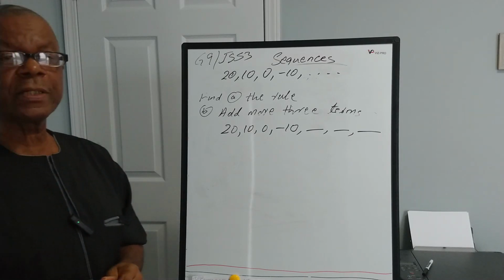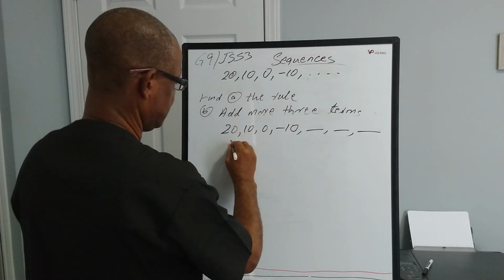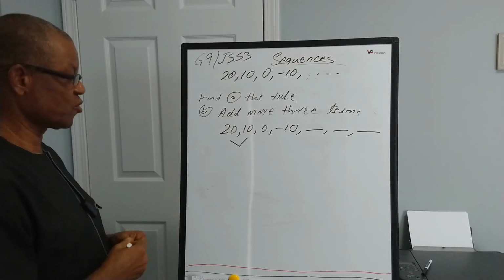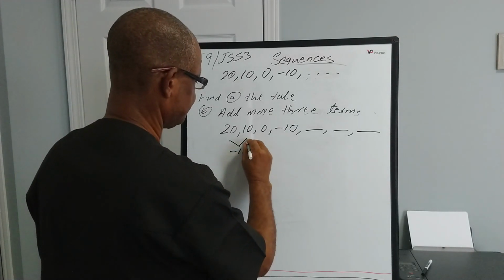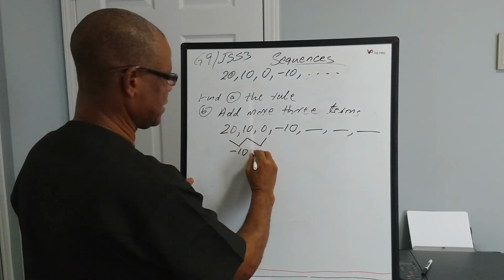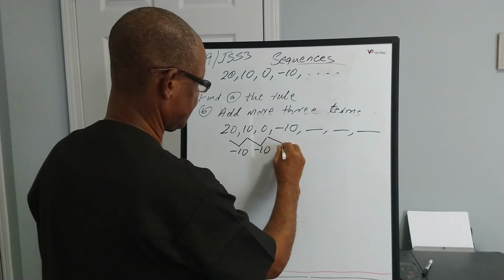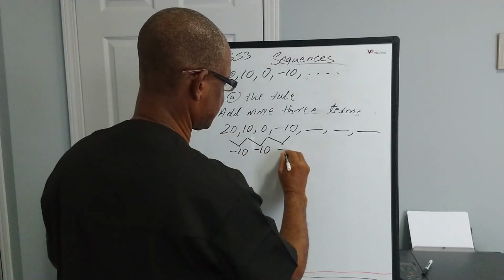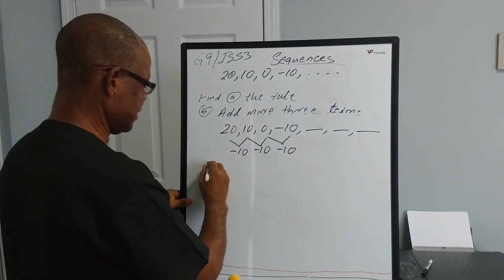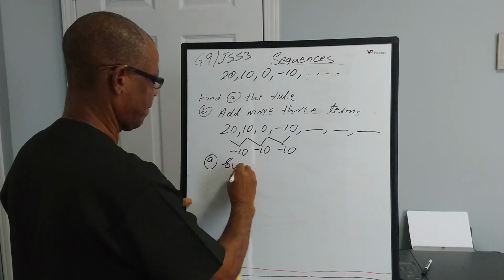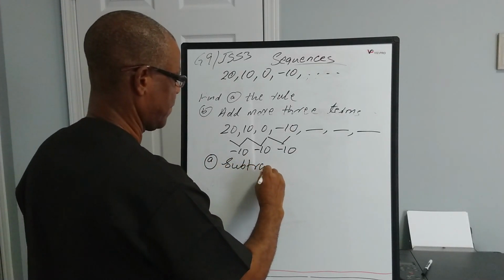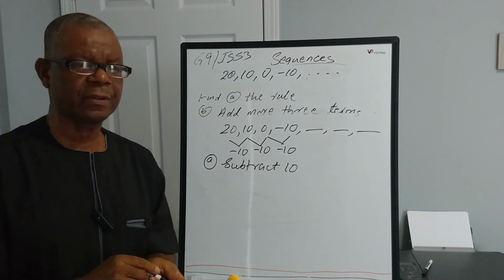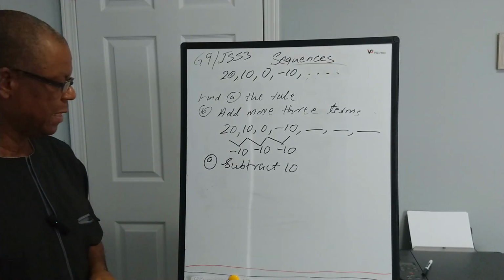What is the rule here? Term 2 minus term 1, which is 10 minus 20, will give us minus 10. And 0 minus 10 will give us minus 10. And minus 10 minus 0 will give us minus 10. So the rule here is subtract 10. You keep on subtracting 10; you subtract 10 from a term, it will give you the next term, and so on and so forth.